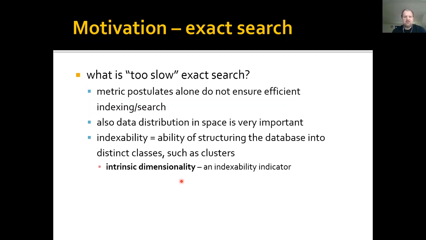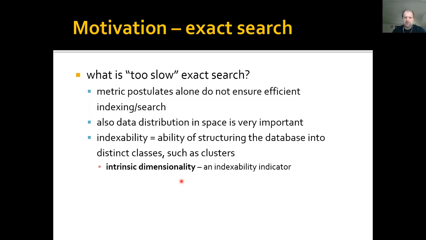So the distribution is really very important. We can have an easy distribution. We can have a distribution of data that inherently forms clusters, nicely distributed, nicely separated, and could be indexed into a hierarchy of regions, and these could be nicely filtered out from the search when querying. But we also have databases where everything basically appears as noise, so there are no separated clusters of data, and this is very hard to index.